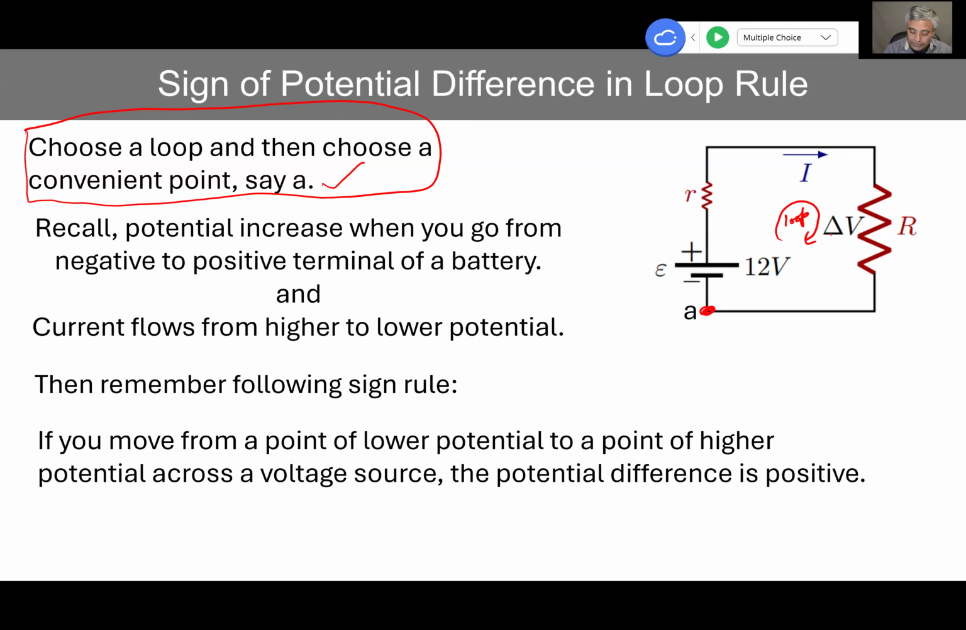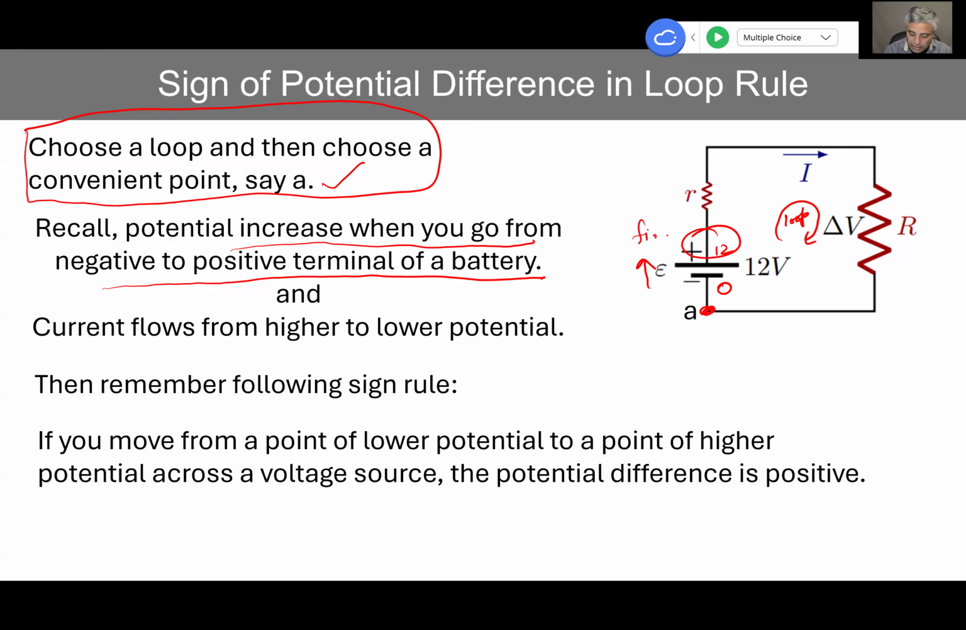So this is the loop. Recall, potential increases when you go from the negative to the positive terminal of a battery. For example, we may say this is 0 and this is 12, right? That's how we've been using it. Positive potential is higher than negative potential. So that means here the potential is increasing.